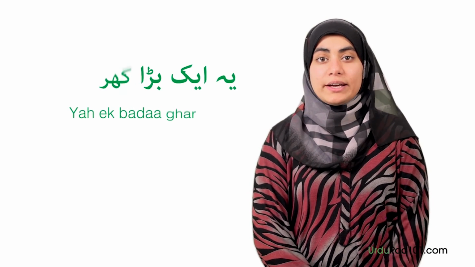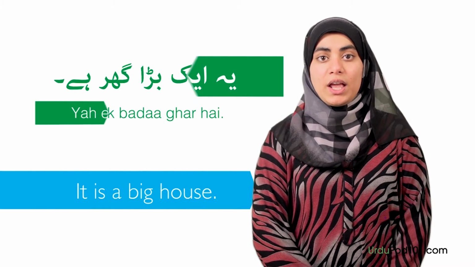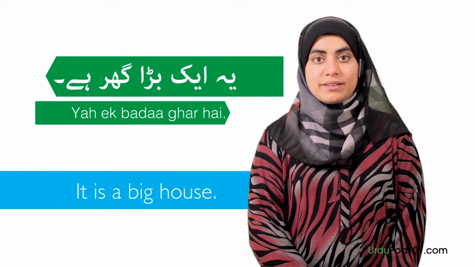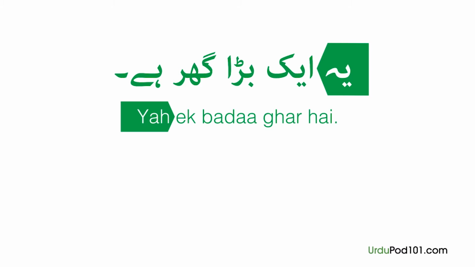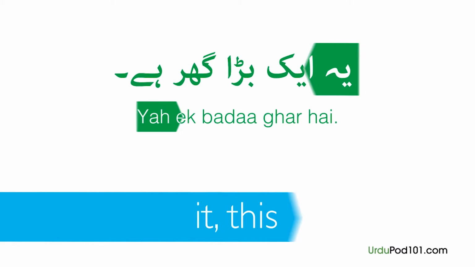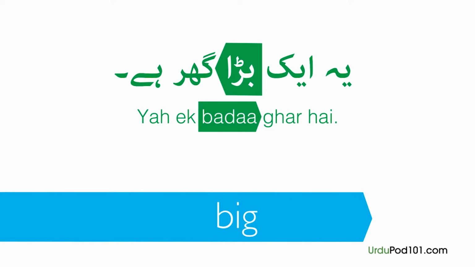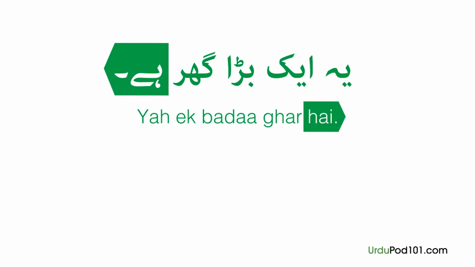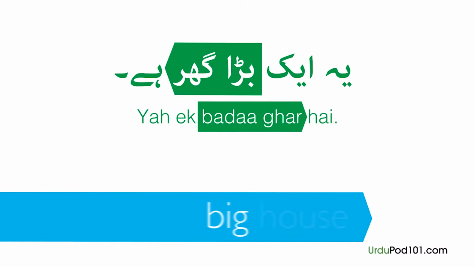Let's start with a concrete example. Ye ek bada ghar hai, meaning it is a big house. Ye ek bada ghar hai. To break down this sentence, we have ye, which means it or this. Ek, which is like the English a, bada, which means big, ghar, which means house, and finally hai, which means is.